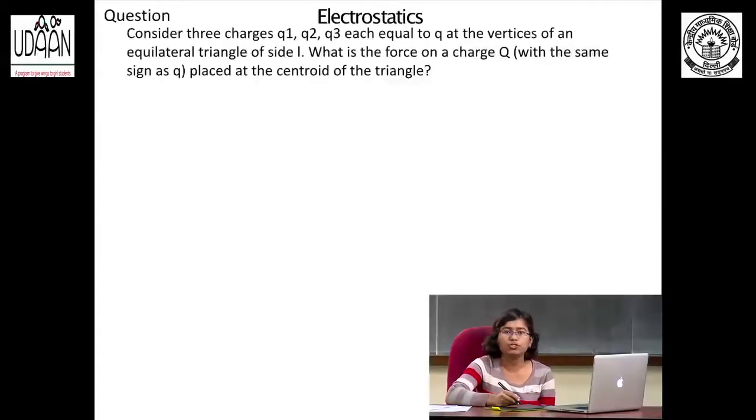Now we have a question for us. There are three charges Q1, Q2, Q3, all of whose magnitude is equal to Q. They are kept at the vertices of an equilateral triangle, and we have to find the force on a charge Q0, which is kept at the centroid or the center of the triangle. So let's proceed with this question.